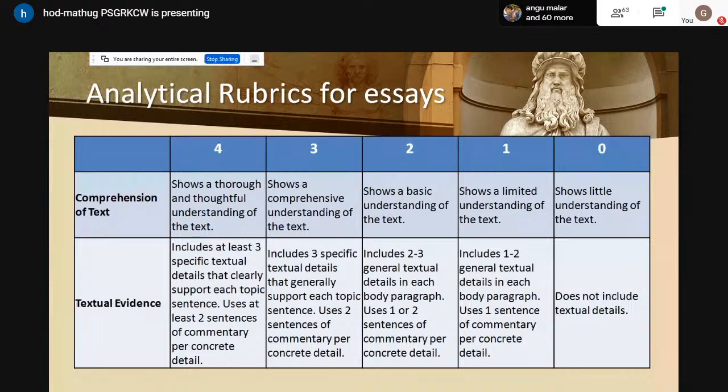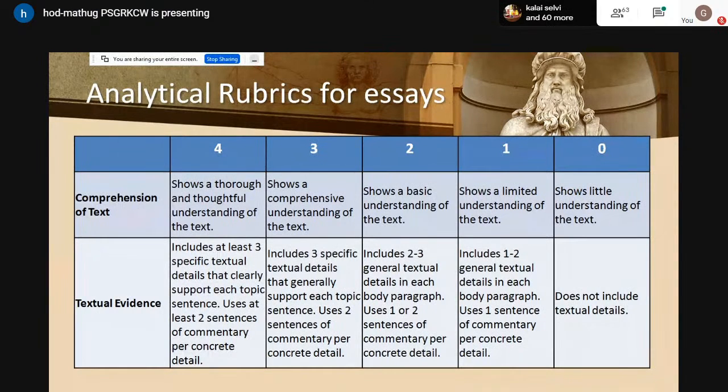Similarly, textual evidence I want to include. So at least he should have referred to 2 to 3 textbooks. So it includes at least 3 specific textual details that clearly support each and every topic sentence, and he has used at least 2 sentences of commentary per concrete detail. In that case, I will give him 4 marks.